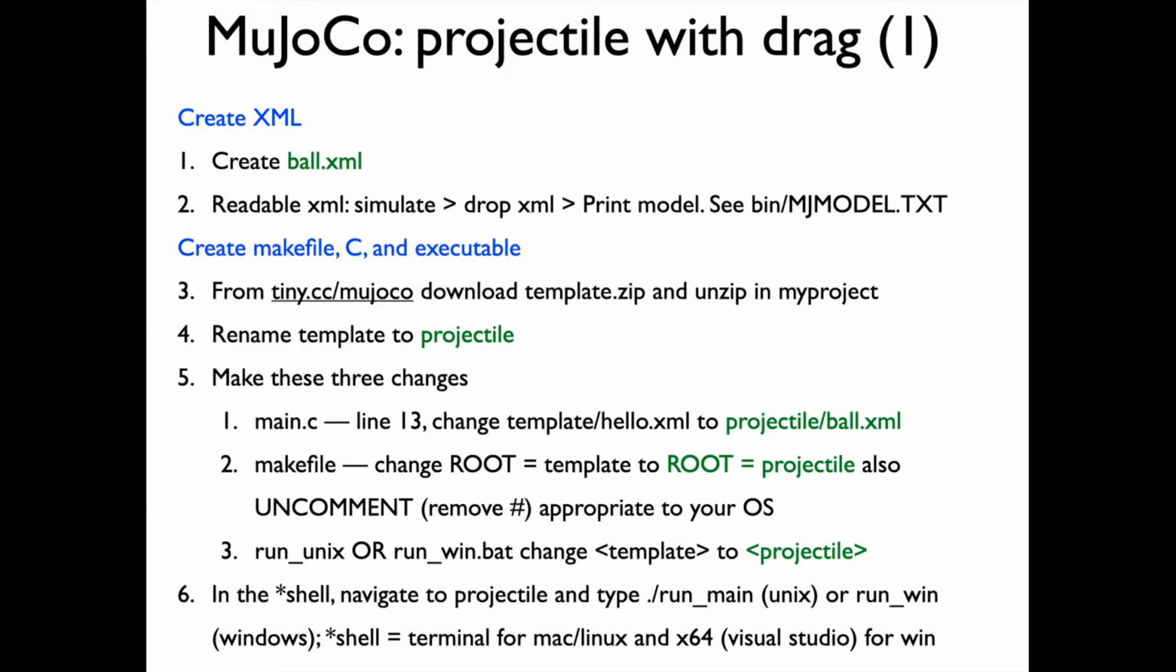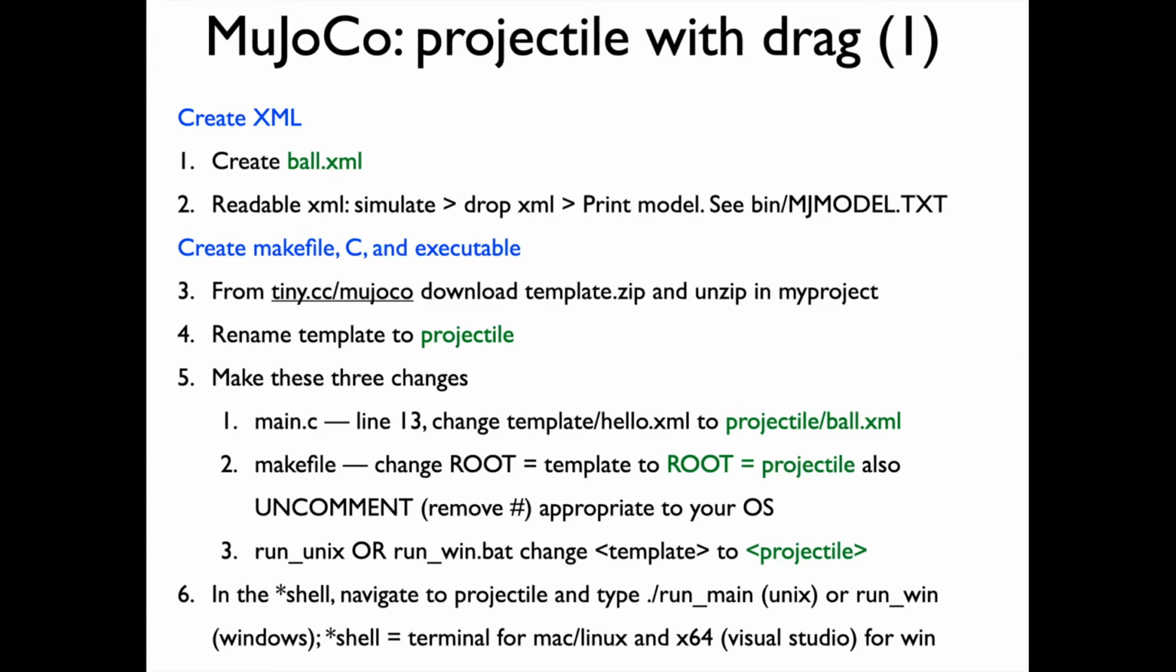Okay, so today's class we'll be creating a projectile, and then once we create the projectile and launch it, we'll add some drag force to show you how you write C files or edit C files. So there are two steps to it. The first step is to create XML, which I will show you first. And then once we create the XML, I'll show you how to use the template I created for the C files and how to run that template with the projectile XML inside it.